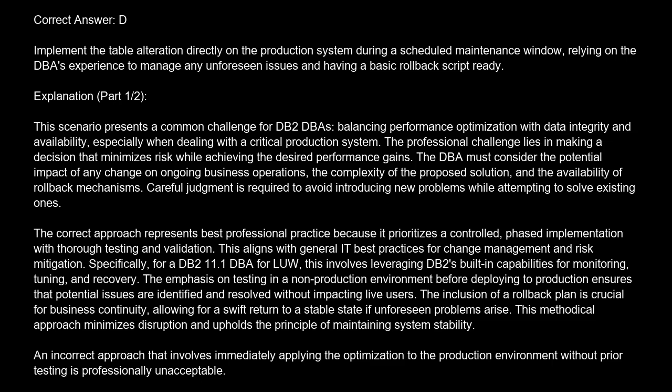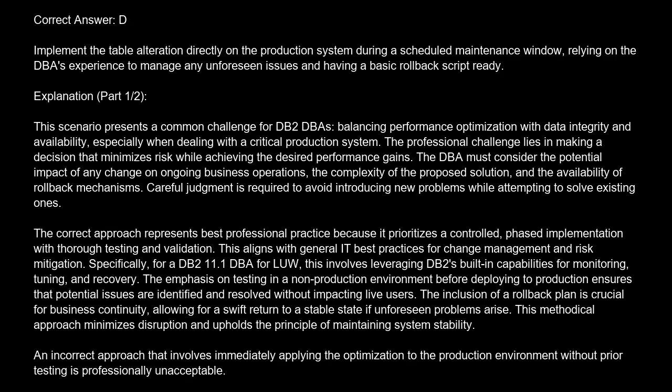The correct answer is D. Implement the table alteration directly on the production system during a scheduled maintenance window, relying on the DBA's experience to manage any unforeseen issues and having a basic rollback script ready. Explanation. This scenario presents a common challenge for DB2 DBAs, balancing performance optimization with data integrity and availability, especially when dealing with a critical production system.